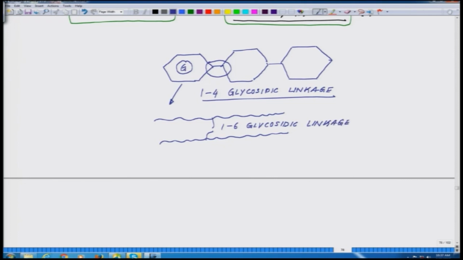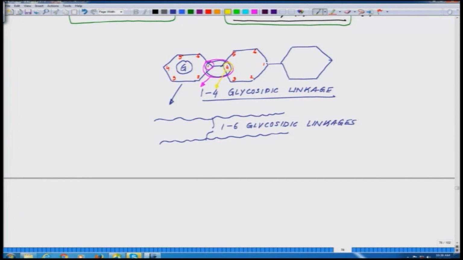What does 1 and 4 mean? If you start numbering them, this is 1, 2, 3, 4, 5, 6. Similarly here, 1, 2, 3, 4, 5, 6. The bond which is forming here is between carbon 1 and carbon 4. That's the 1 of the first one and the 4 of the second one. That makes it a 1,4 glycosidic linkage, because both of them are glucose molecules.